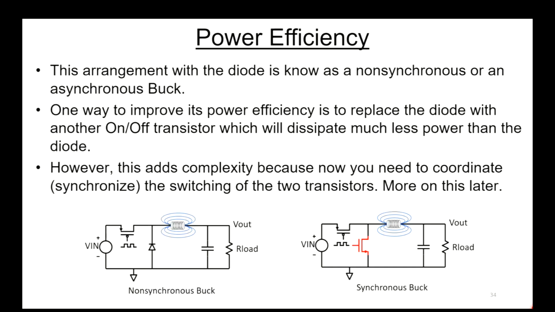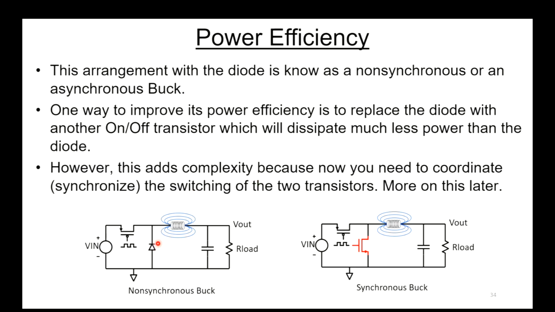So this arrangement with the diode is known as a non-synchronous or asynchronous buck. And one way to improve its power efficiency is to replace the diode with another on-off transistor that is going to dissipate much less power than the diode. Now, this adds some complexity.